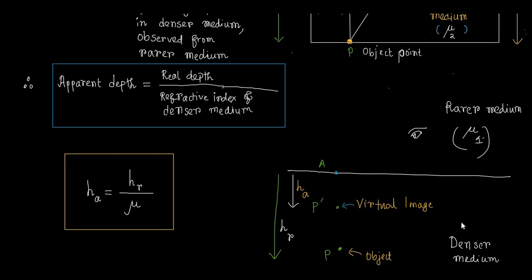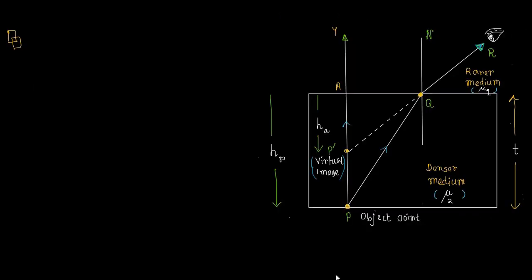Mu1 is the refractive index of the rarer medium, mu2 is the absolute refractive index of the denser medium. Here mu is equal to mu2 by mu1, which is the relative refractive index of the denser medium with respect to the rarer medium.